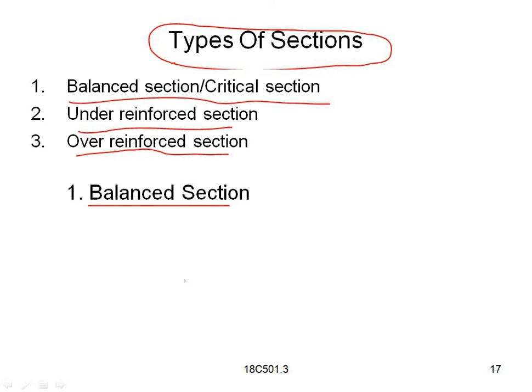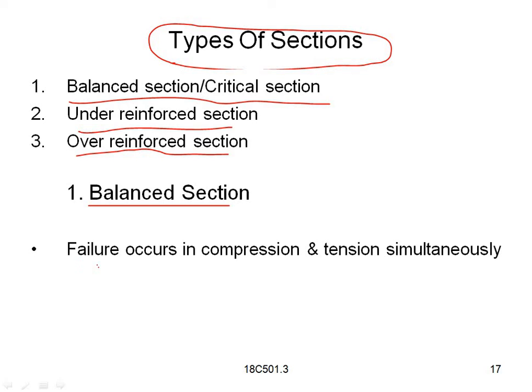What is called a balanced section? Failure occurs in compression and tension simultaneously. So in a balanced section, failure occurs in tension as well as in compression, so that we can identify it as a balanced section, and XA is equal to XC. So when solving a design problem, we will identify XA is equal to XC.